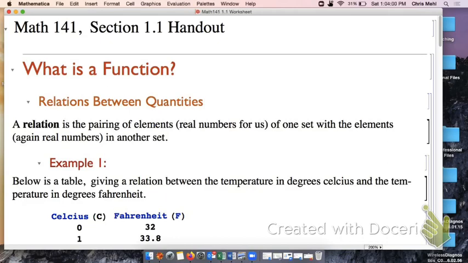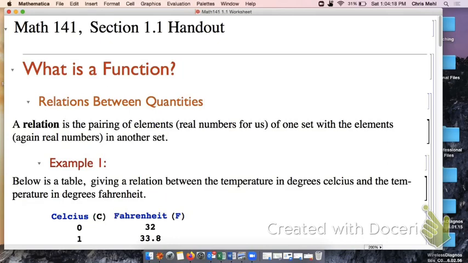And I want you to notice that I'm going to be going through a section 1.1 handout, and you can find a copy of this PDF in the same section that you used to find the video link. Okay, so first, what is a function?